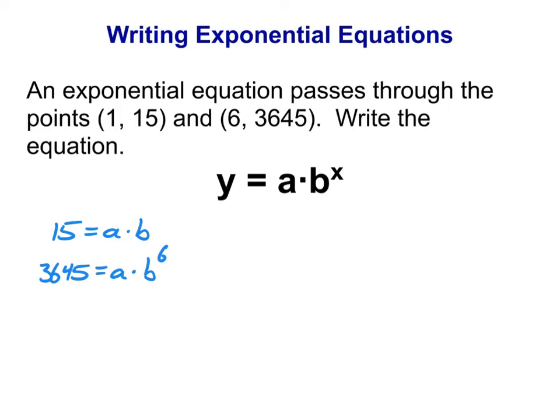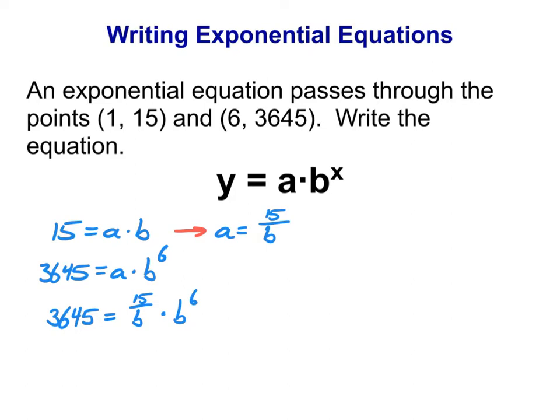All right, now I need to take one of these equations and solve it for a. The top one looks like it's probably going to be the easiest one, so I'm going to solve that one for a. If I do that, I divide both sides by b, and I find that a equals 15 over b. Now that I know what a equals from that first equation, I can now plug that value into the second equation for a. So, as I do so then, the 3,645 is still the same, nothing was changed there. The only thing that's changing is that a is being replaced with this 15 over b. So I'm going to write that then as 15 over b times b to the 6.